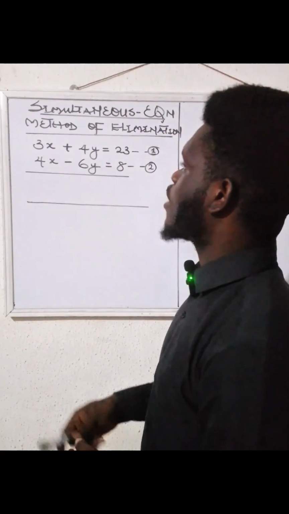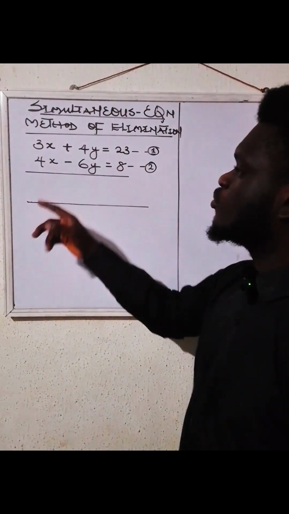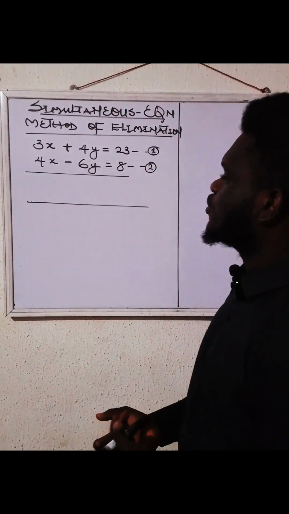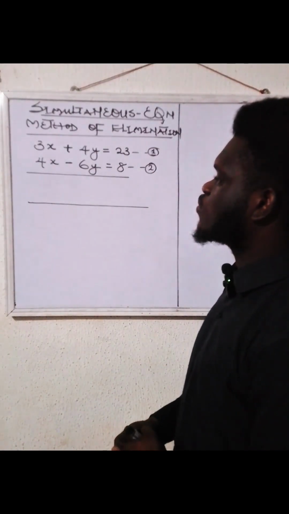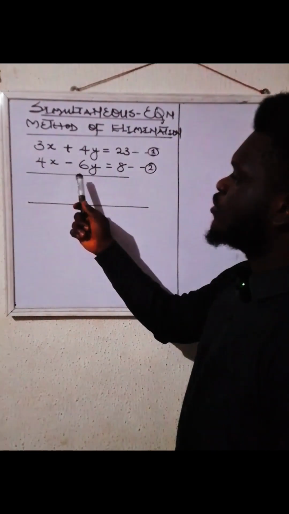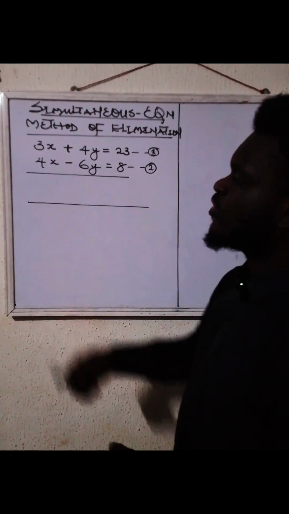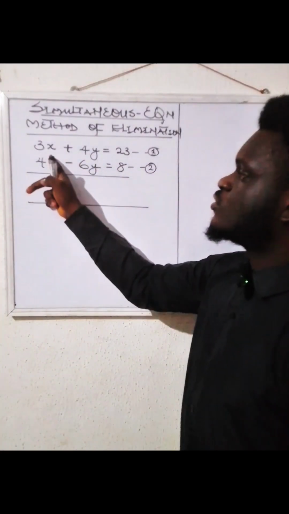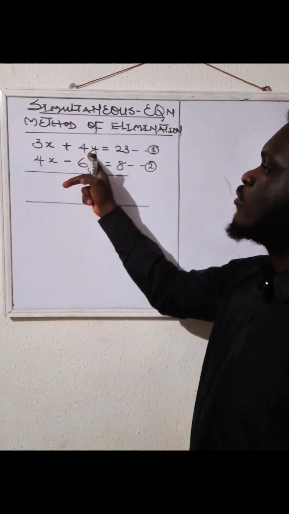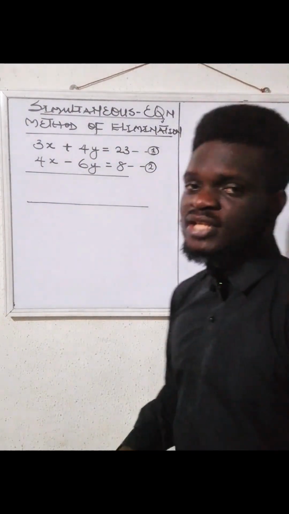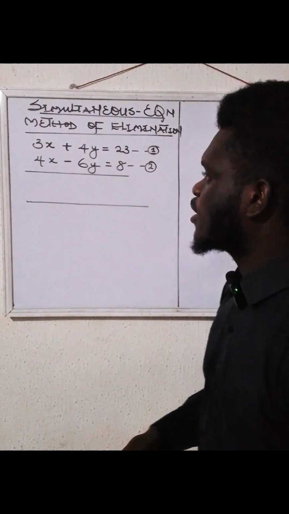Okay, now let's quickly see. We're going to be applying the method of elimination today. In solving this equation, we have 3x plus 4y equals 23, and we have 4x minus 6y equals 8. So how are we going to bring out the possible values of x and y that would fit into this properly? That's just a simple question. So now let's see what we can do quickly.